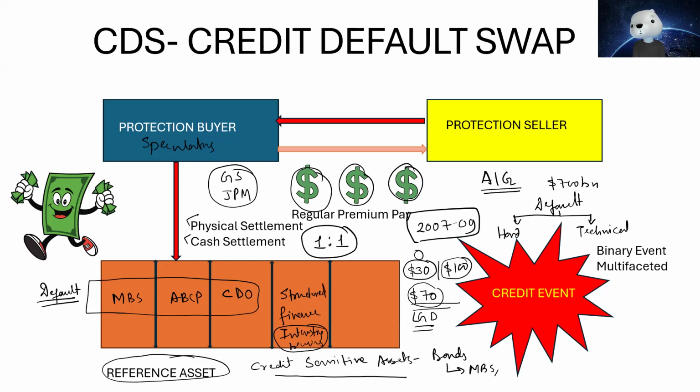That's a hard default. On the other hand, the technical default may range from rating downgrade to restructuring of the issuer or even breach of certain covenants. Occurrence of any of them may trigger a technical default, subject to the contract that has been inked between the protection buyer and the protection seller. As the default may manifest, the protection seller will have to compensate for the loss. So this is, in short, a credit default swap.